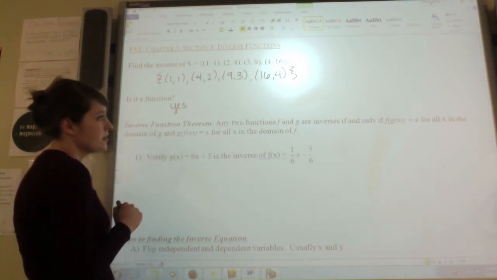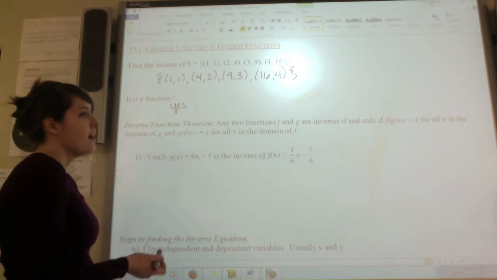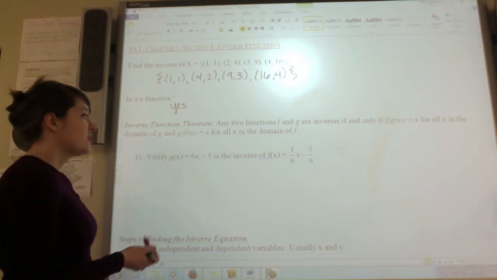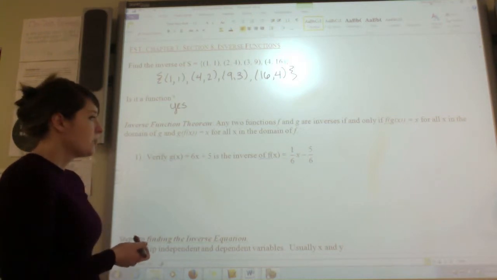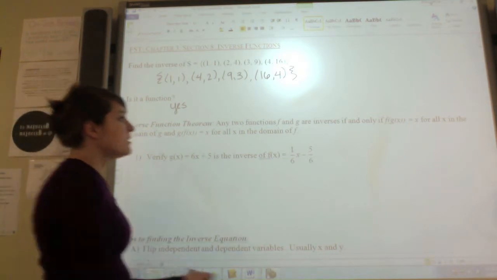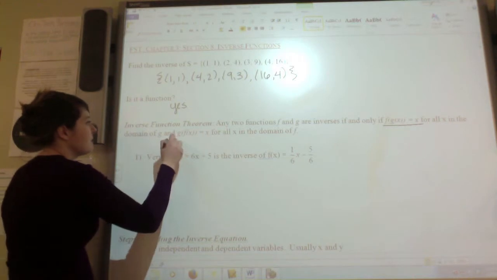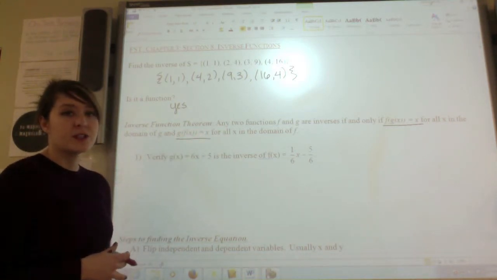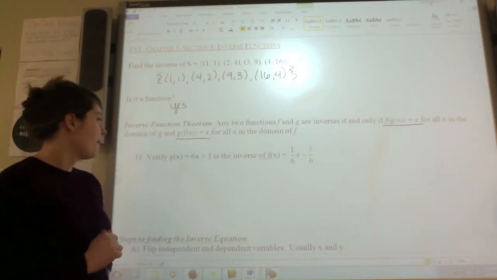Our inverse function theorem states any two functions f and g are inverses if and only if f of g of x equals x for all x in the domain of g, and g of f of x equals x for all x in the domain of f. So essentially what we want to do is we can say that if f of g of x equals x and g of f of x equals x, we know that those two functions are inverses of each other. F and g are inverses if those two things are true.